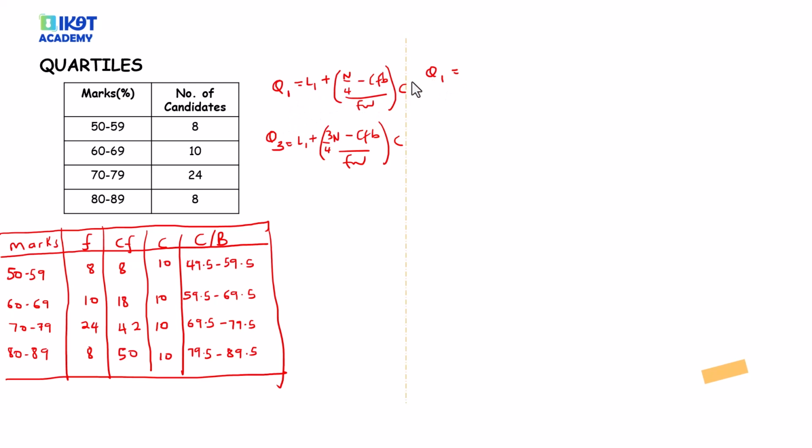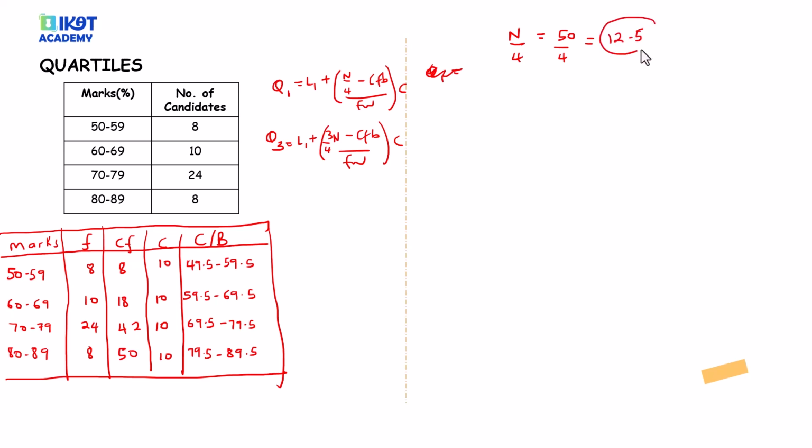I may not rewrite this because of the space. I don't want to make this video very long. So we are going to say, what is N out of 4? We said N is the total, and we know that for this data it's 50. So 50 divided by 4, what's that going to give us? That's going to give us 12.5.